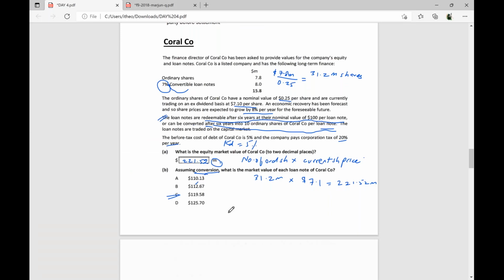So we have got the equity market value, number of shares times current share price. We have also got the market value of loan note.